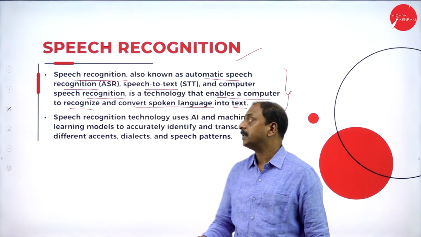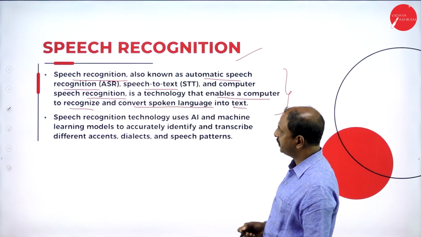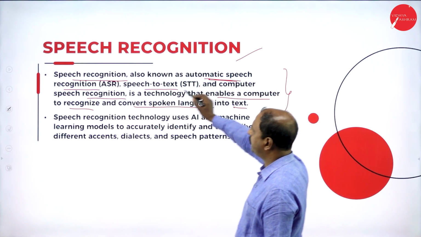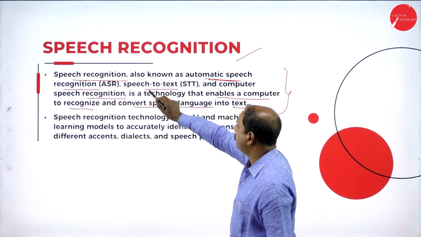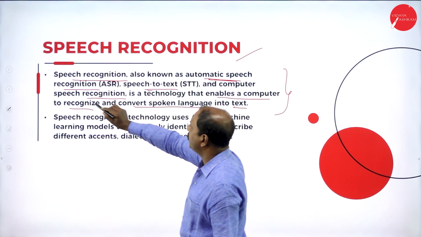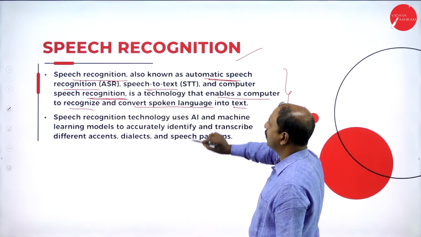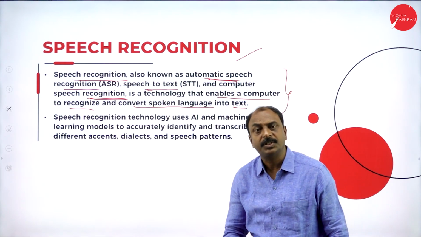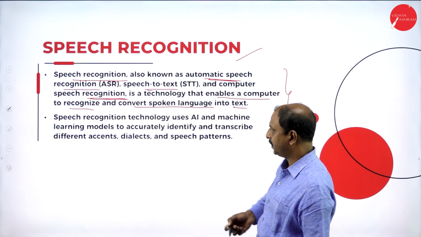All these are possible with the help of speech recognition. So it is a system where it is possible to have automatic speech recognition. And here speech to text is one of the applications, and computer speech recognition is also one. All these are different applications or the processing involved in speech recognition.